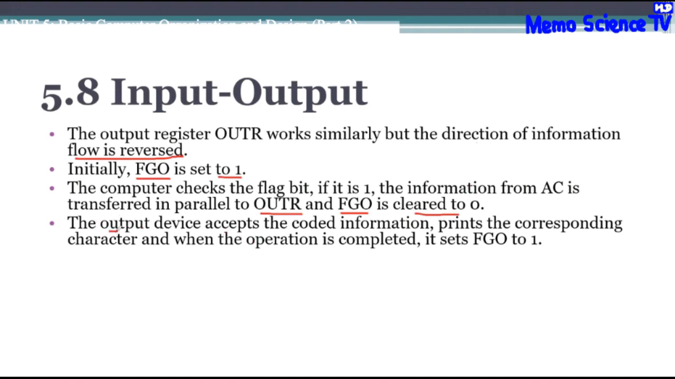The output device accepts the coded information, prints the corresponding character, and when the operation is completed, it sets the output flag to 1.